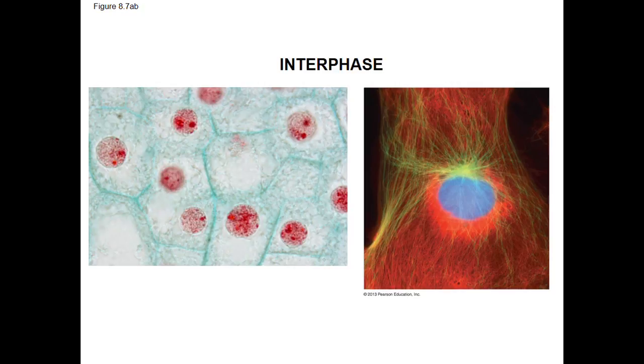So here's interphase again, and we can't see any individual chromosomes because the cell is not dividing during interphase. It's growing and it's getting ready for mitosis. These dark spots here are nucleoli, where ribosomal RNA is made for ribosomes. So right here, just little dark spots you see.